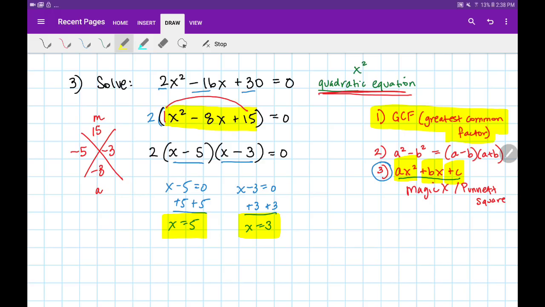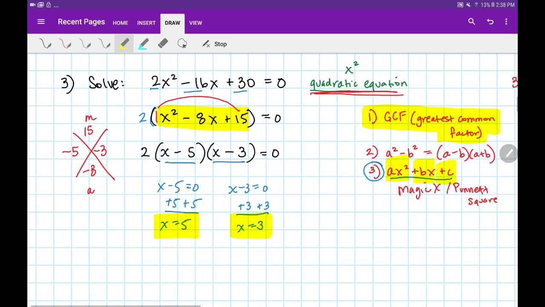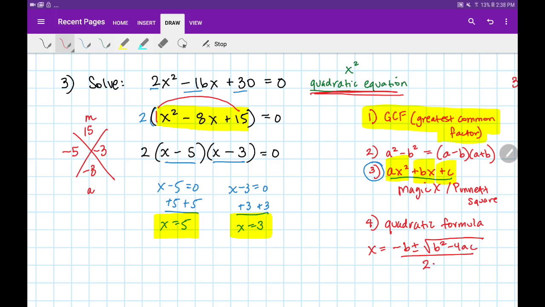All right, if you want to try one yourself now. Oh, by the way, there's one more option. The fourth option, if everything else fails, is called the quadratic formula. Yay for this beast of a formula. You have to use it carefully, but it's not hard. It's negative b plus or minus square root b squared minus 4ac all over 2 times a. Okay, so that's our final option to solve a quadratic equation if factoring doesn't work.